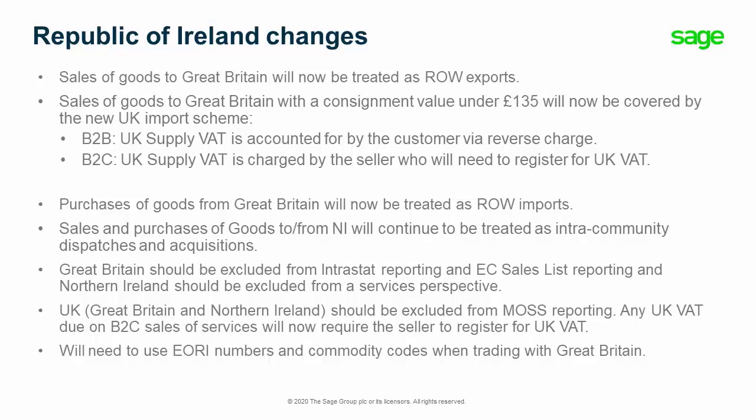Sales and purchases of goods to and from Northern Ireland will continue to be treated as intra-community dispatches and acquisitions. But you will need to use a new XI country code to reflect these transactions on supplementary reporting and use the XI VAT registration for Northern Ireland customers and suppliers. Great Britain should be excluded from Intrastat reporting and EC sales reporting, and Northern Ireland should be excluded from a services perspective. UK, so that's Great Britain and Northern Ireland, should be excluded from MOS reporting. Any UK VAT due on business to customer sales of services will now require the seller to register for UK VAT. And finally, you will need to use EORI numbers and commodity codes when trading with Great Britain.